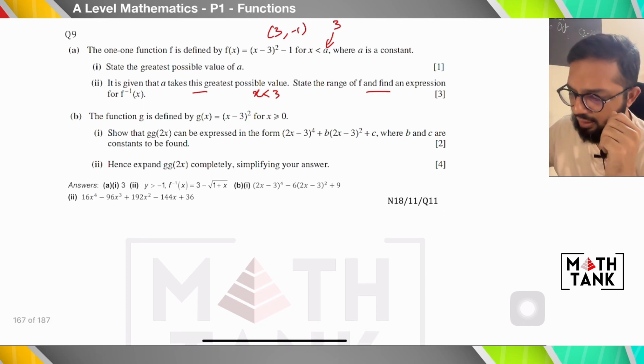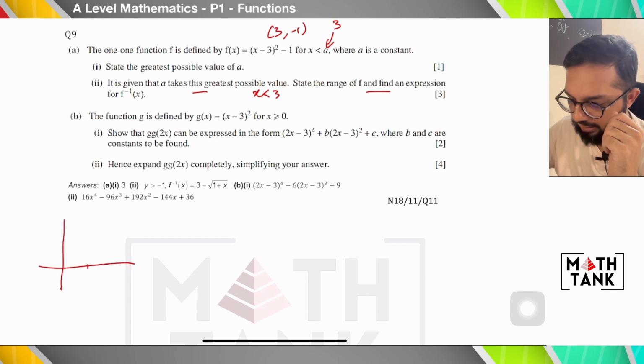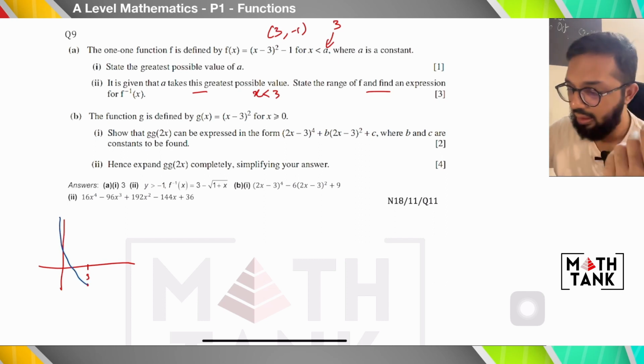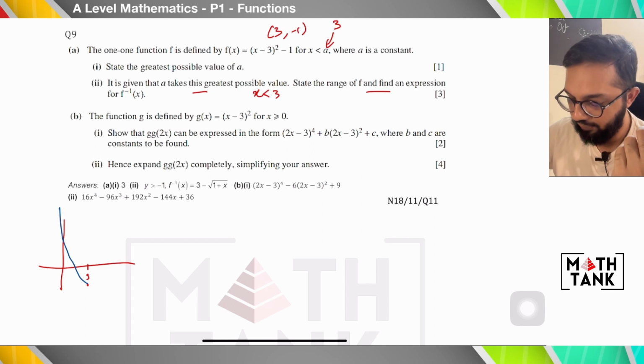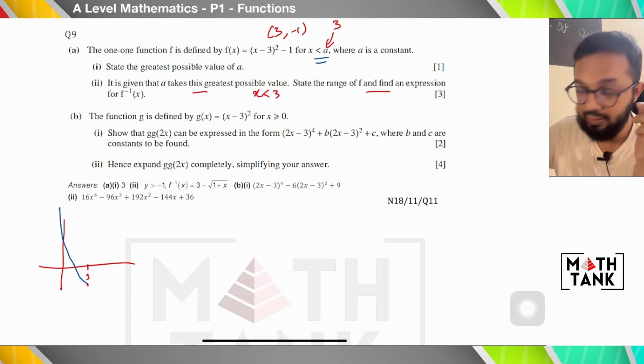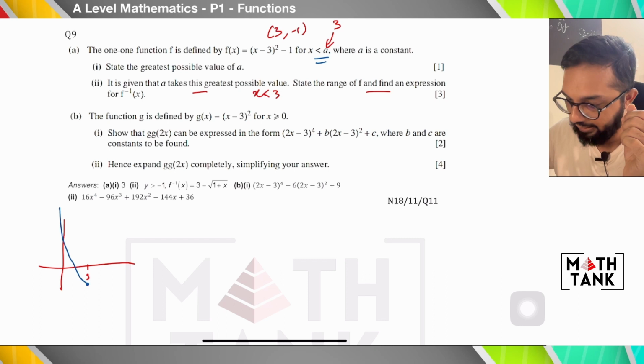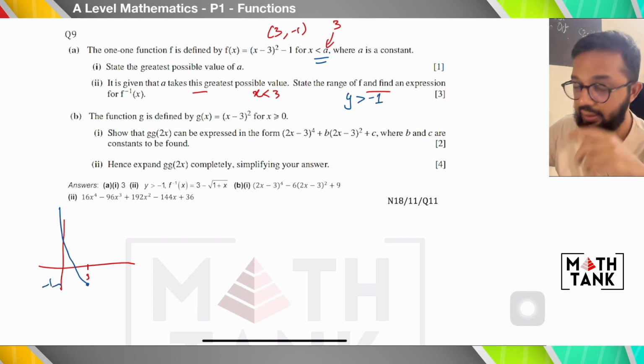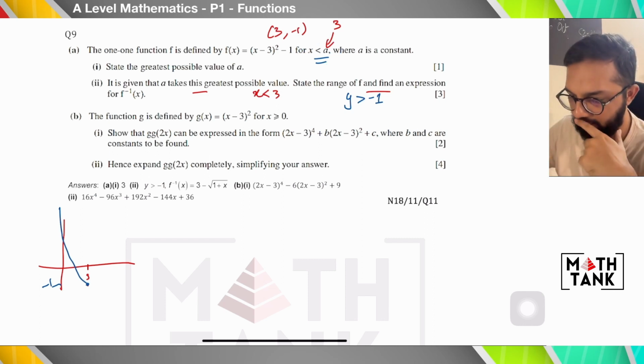So I think that's simple. Now you know that your graph will have a turning point at 3 comma minus 1, whereas this graph is only going to be on the left hand side. Why? Because you've restricted the domain to just the left hand side. So the range of the function will be y is greater than minus 1. Why greater than? Because this domain does not include 3, which just means it doesn't include the turning point.